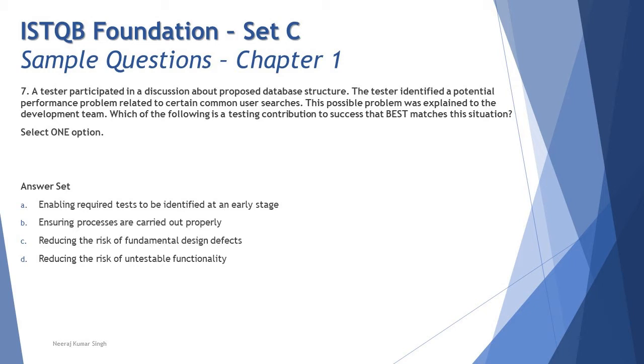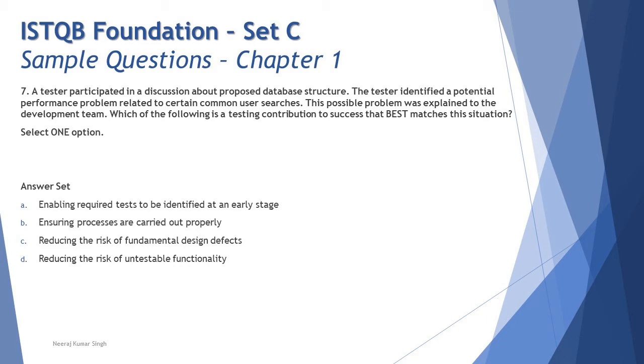Let's jump into the options here. Option A says enabling required tests to be identified at an early stage. I think we are not looking at reducing the number of test cases or identifying the related tests, because this is more of the design part. Enabling required tests to be identified at an early stage is a testing contribution to success, but there is no indication in the question that the tester did so. We did not talk about any specification that you were busy preparing the test cases, or talking about queries related to the preparation of your test cases, right?